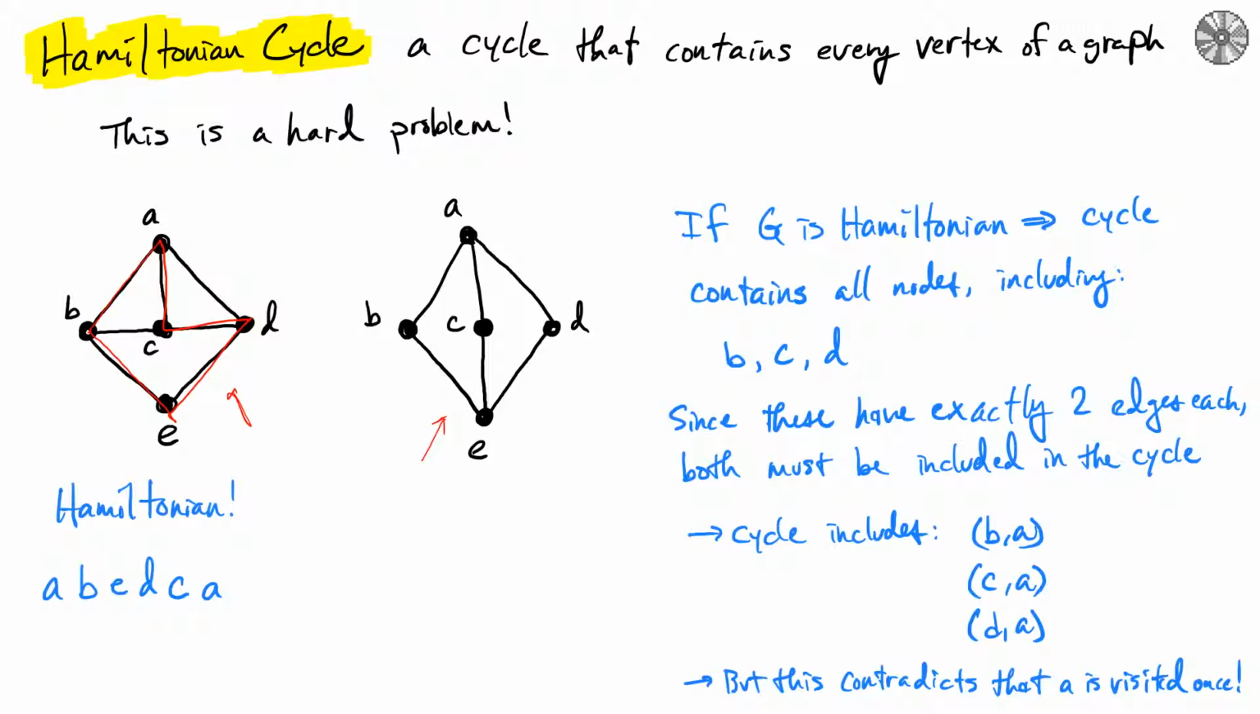And one way of seeing that is that if we have to visit B, C, and D, then we have to use this edge to get in and out of B, this edge to get in and out of C, and these edges to get in and out of D. And so that means that this edge is going to be used, this edge is going to be used, and this edge is going to be used, which means that A is going to need to be used more than once in order for there to be a cycle that includes all the nodes. Since we have to reuse A, that's a contradiction, and this is not Hamiltonian. It's not possible to make a Hamiltonian cycle. The same logic also applies to visiting E. All three of these edges need to be used.